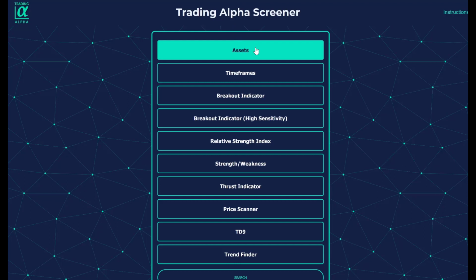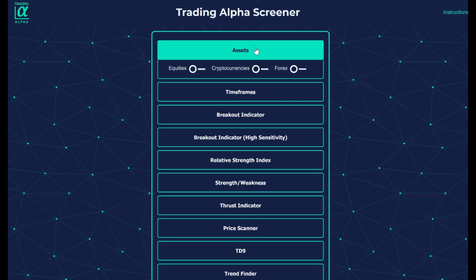Anyways, let me get started in showing you guys how this works. The first thing you're going to want to do is pick your asset class. Unlike other screeners, we have stocks, we have cryptocurrencies, and we have Forex that you can search through. So let's start and say that we want to search through cryptocurrencies.